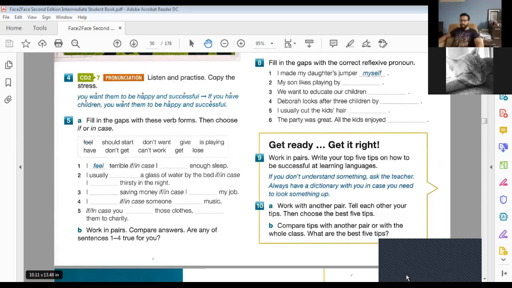Praise the effort they make. If you want to help your children, praise the effort they make.